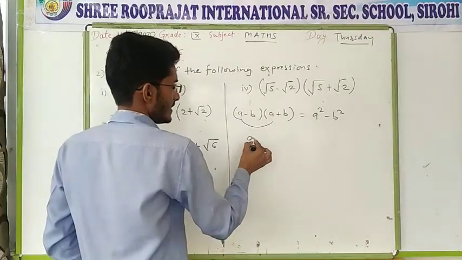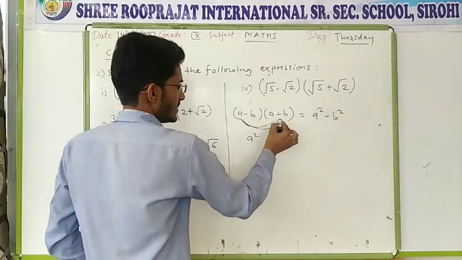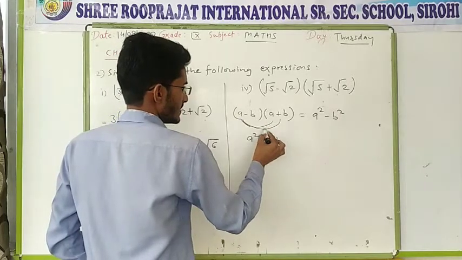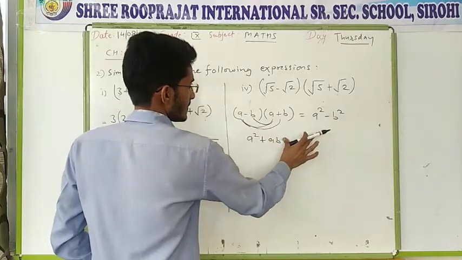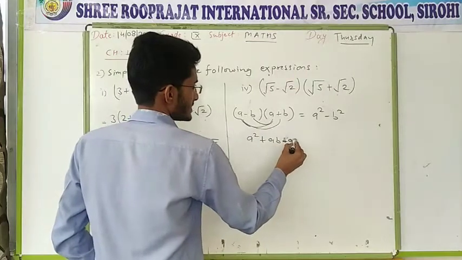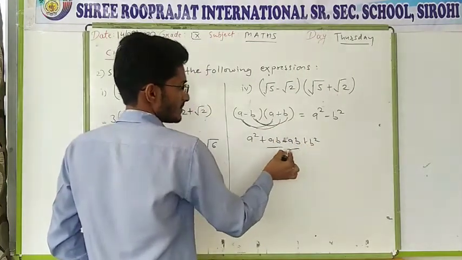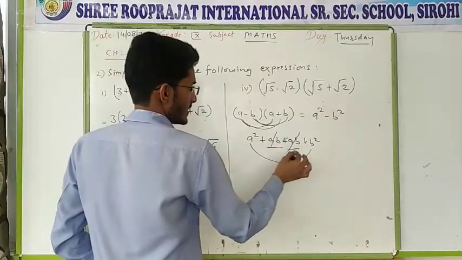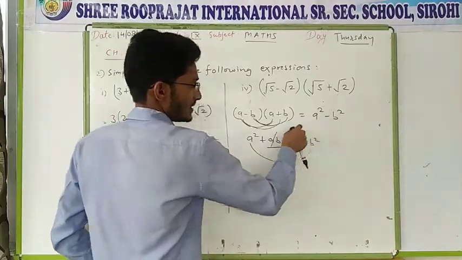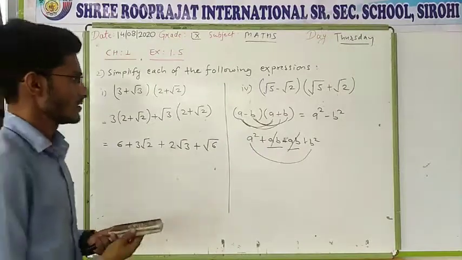a multiplied with a is a square. a multiplied with b is ab. b multiplied with a, with the minus, gives minus ab. And b multiplied with b, you will get minus b square. Minus ab and plus ab cancel. So here you will get only a square minus b square, like this one.